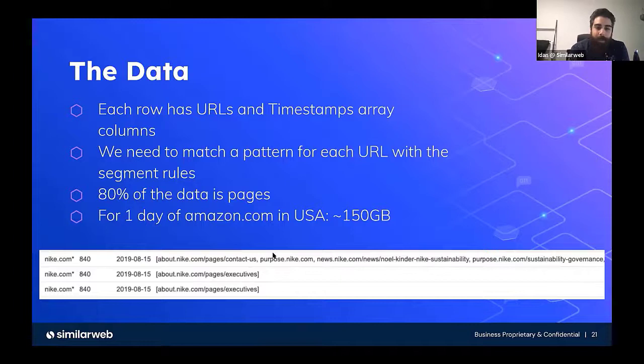So we have a huge data set, which has over 1 petabyte of uncompressed data. This database has rows and columns, of course, and each row has URLs and timestamps arrays. Each row is a session, and what basically we need to do is to match a specific pattern. For example, you have an array of URLs for each session, and we want only those with the word executives. So we want the query to return only the last two rows and not the top one. And on top of that, we need to do a calculation. After we find those URLs, we need to calculate using the timestamps how much time was between two timestamps, and a lot of other very complex calculations.